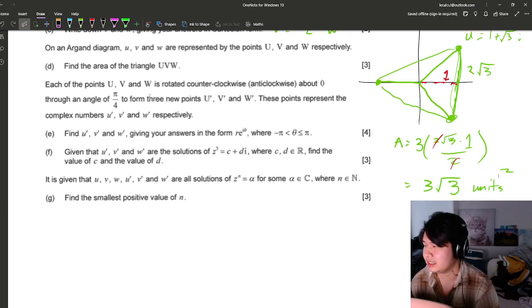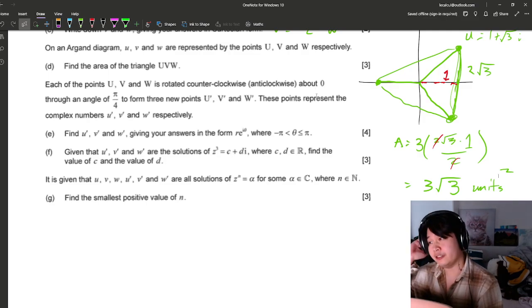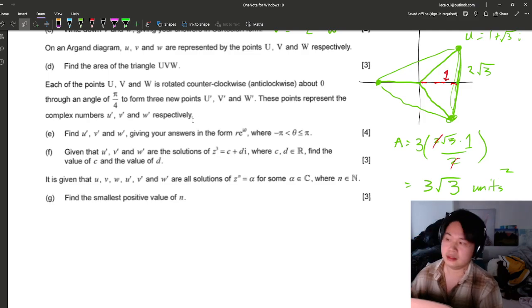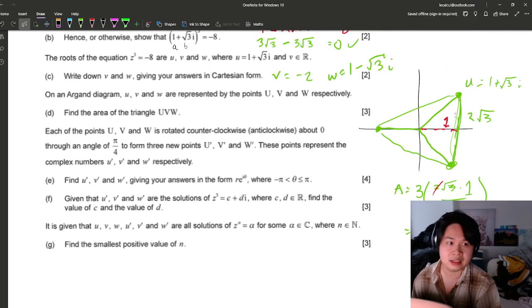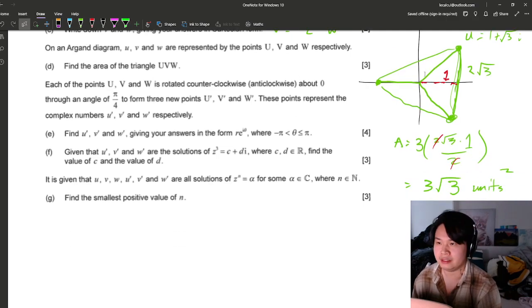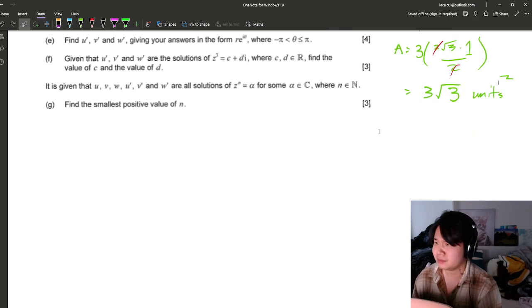Okay, and then let's see. Each of the points u, v, w is rotated counterclockwise, or anti-clockwise if you're not from this country, about 0 through an angle of pi/4. And then, okay, these represent new complex numbers. Find these complex numbers giving your answers in this form, where theta, okay. So we take each of these coordinates and then we rotate them pi/4, 45 degrees, anti-clockwise. So we can just sketch that real quick.